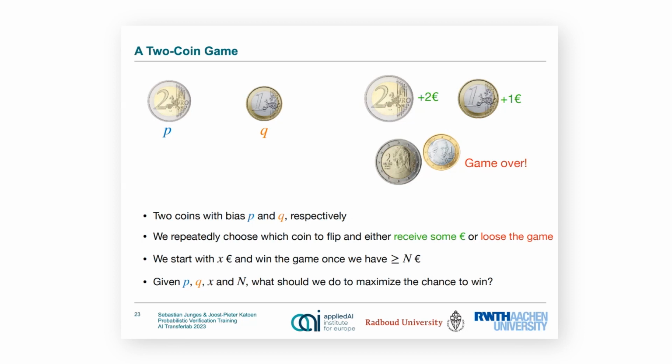We start with some initial budget, typically 0 or 1. And you win the game once we have won at least n euro. So n could be 3, 4, 5, and so on. And now the question is, what should we do? What is our strategy to maximize the chance to win?